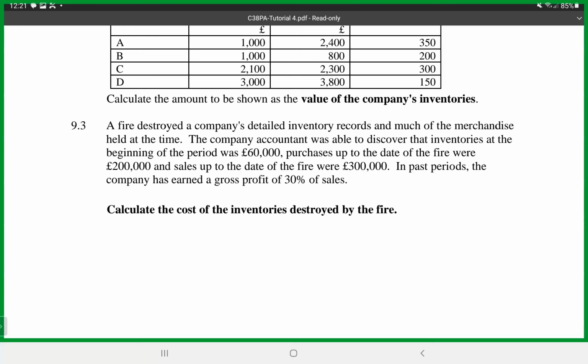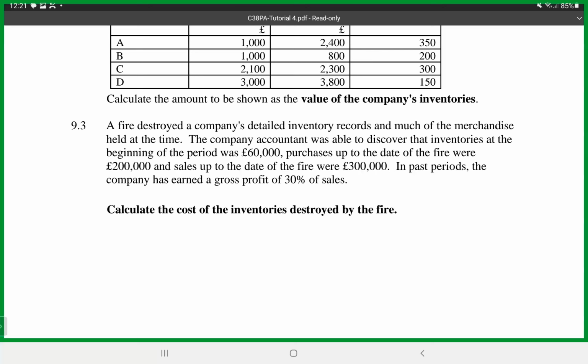I'm following the sentence saying that the accountant was able to discover that the inventories at the beginning of the period was 60,000. So the opening inventory was there. So this is the opening inventory, yeah.